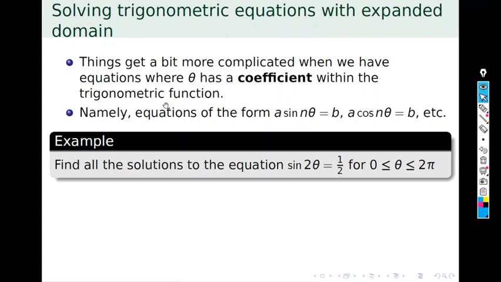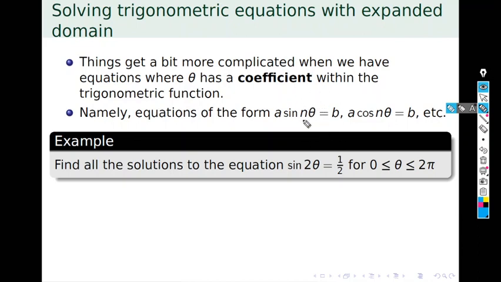In this video, we're going to look at what we call trigonometric equations with expanded domain. And hopefully it becomes clear eventually what we mean by expanded domain. So what we're talking about is ones that have something like sine of 2 theta, not just sine of theta is equal to a half. So anything where you've got some number times your variable.